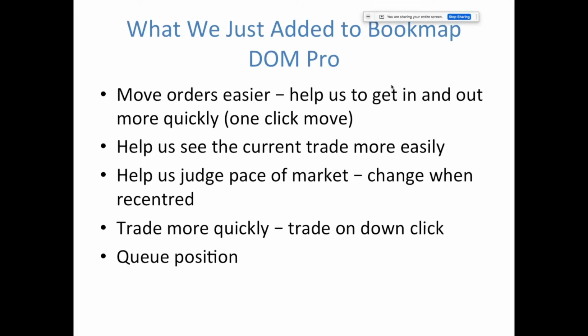So what has just been added to Bookmap DOM Pro? Move orders easier. Okay, one click move. Well, that helps us get in and out more quickly, which was one of the points I made at the start of this. Can we get in and out quickly? That's helpful for order flow traders. Can we see the current trade more easily? Well, that's something that's been changed with the new coloring that you can do on the last trade. And also, if you have a position there or you're hovering there, it's also clearer now. So we can see where the market's trading now more easily.